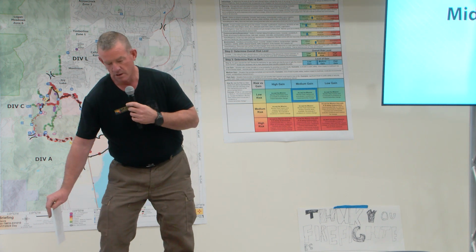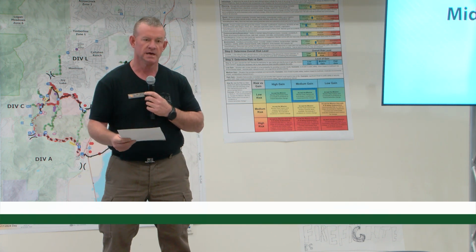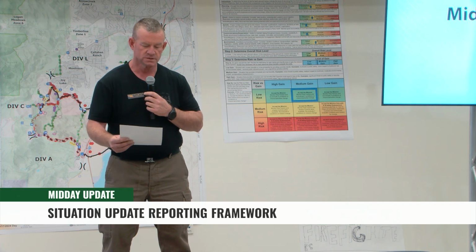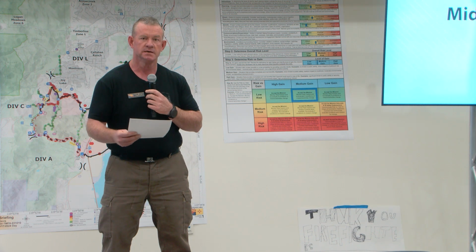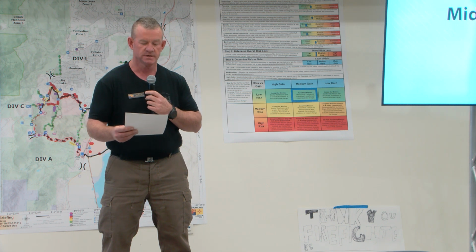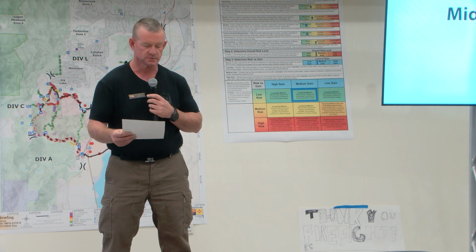All right, so we have a framework that we use and that we'd ask you to use, and we just call it the Midday Situation Reporting Framework. The framework is used by the divisions to provide situational updates to the planning ops. It usually occurs around 1300 each day, and it combines the current situation reporting with forward-looking projections to allow for planning and resource allocation and to better enable the support that you need to be successful.